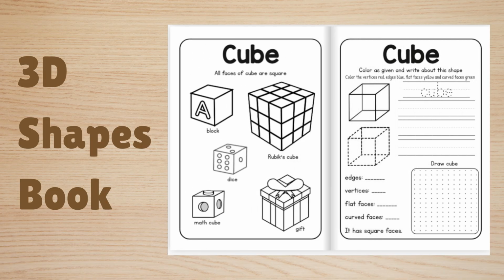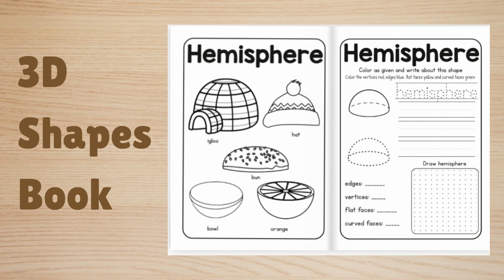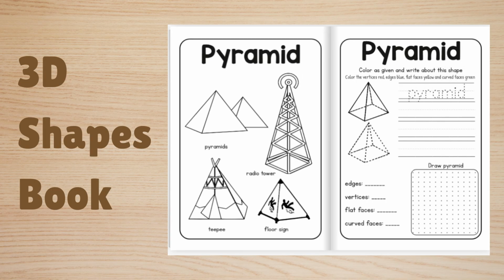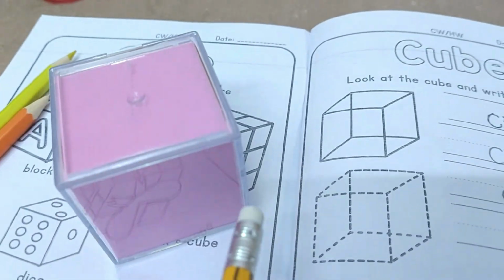On the left-hand page, students see real-life objects that match the shape, like boxes, balls, cans, or dice. They can color these pictures. On the right-hand page, the shape is shown in solid lines and dotted lines. Students trace the dotted version, write the name of the shape in dotted font and copy it several times, and then fill in the attributes: edges, vertices, flat faces, and curved faces.